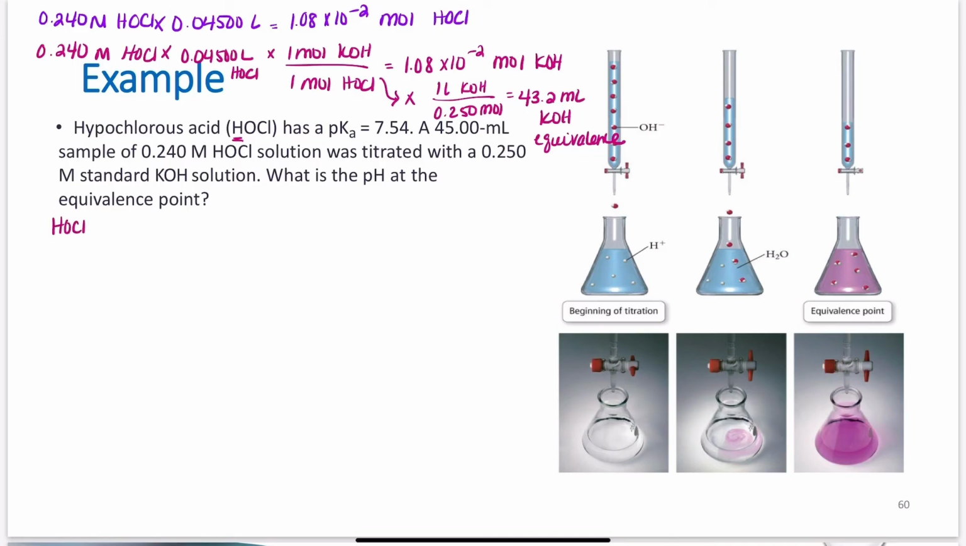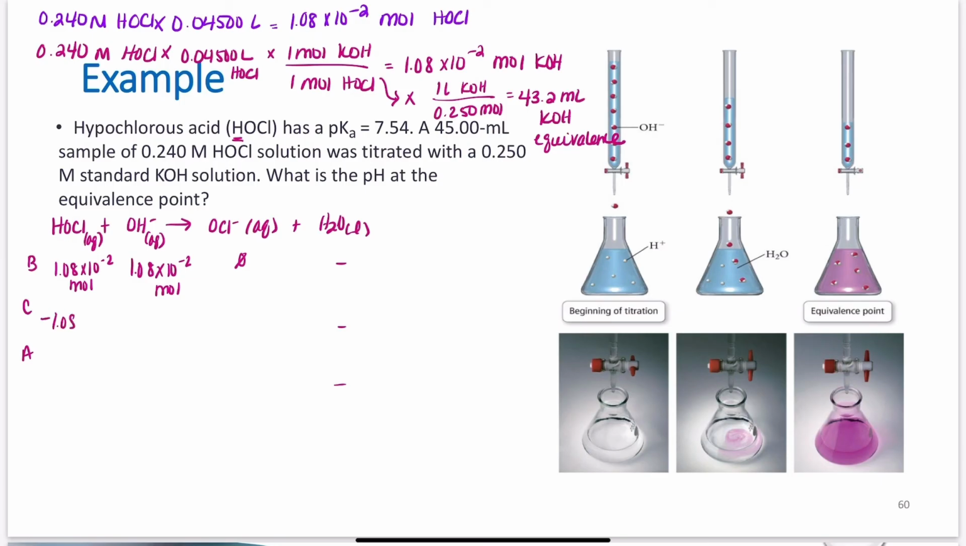So I know I've got HOCl, and it's reacting with KOH, K being the spectator ion, so OH minus. This is going to give me OCl minus plus water. I do need a BCA chart here because I have a weak acid reacting with a strong base. I know I'm starting with 1.08 times 10 to the minus 2 moles of HOCl. And at equivalence, I have 1.08 times 10 to the minus 2 moles of OH minus as well. I don't have any of my conjugate base, and water does not factor in.